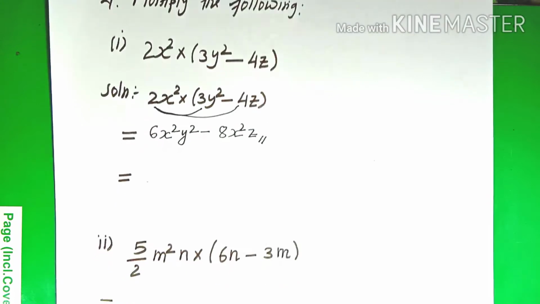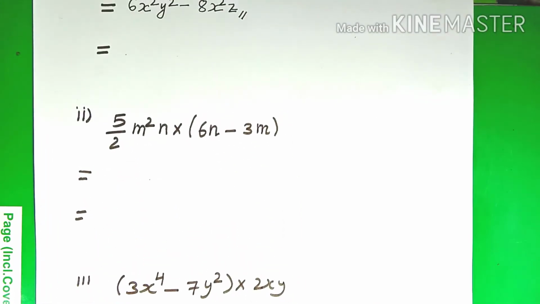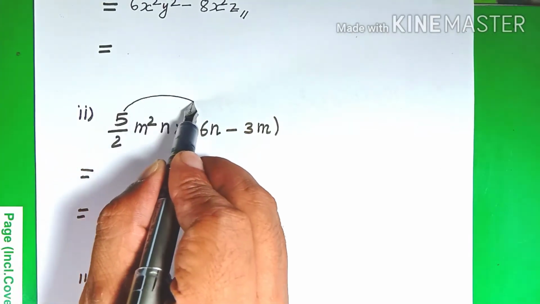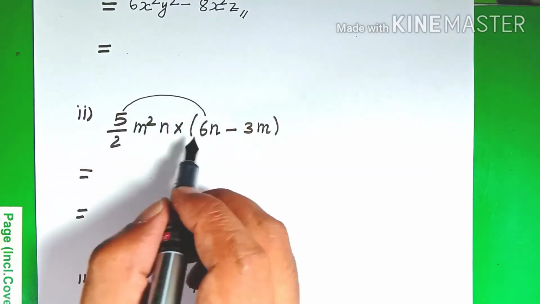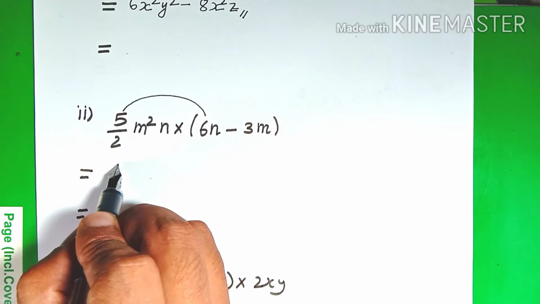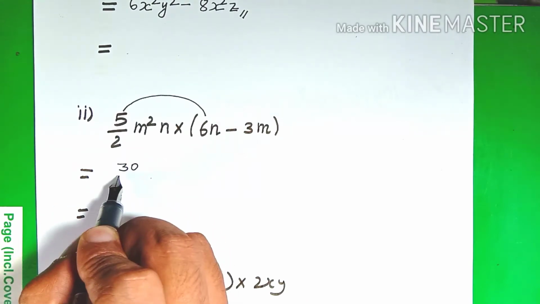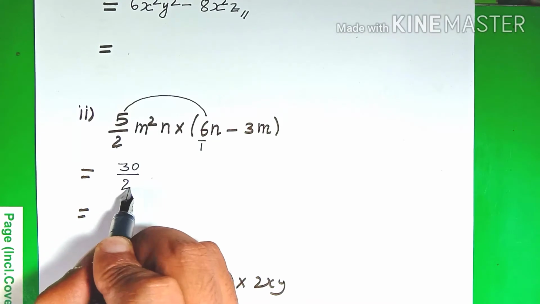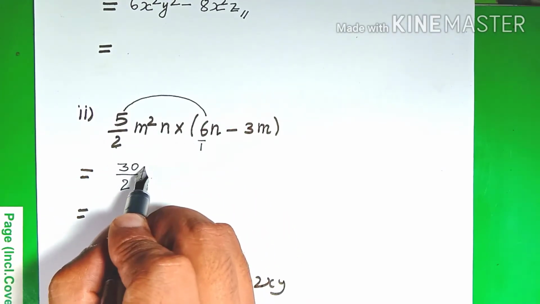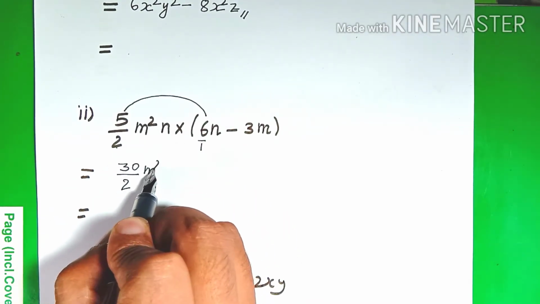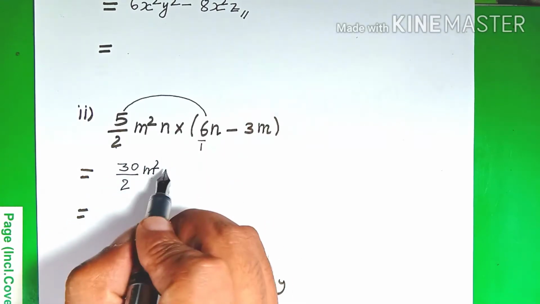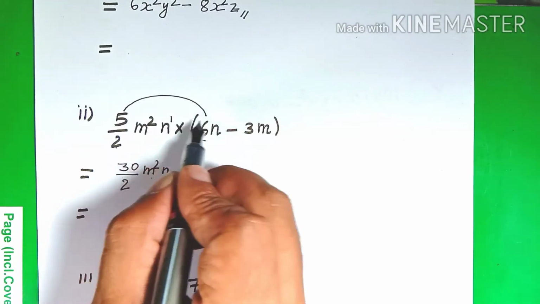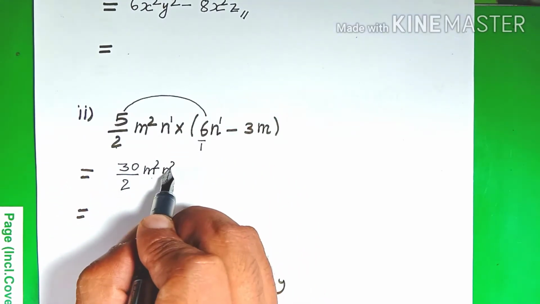Now the next one here, first you can multiply the values, that is 5 and 6. So 5 6s are 30. Denominator place we have 2 into 1, that is equal to 2, followed by the variables m square followed by n. So here n, here also n. So the power 1 plus 1 will give square.